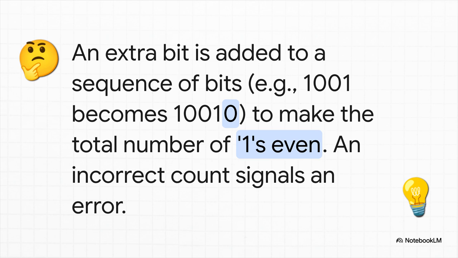A really simple way to see this in action is with something called a parity bit. You just add 1 extra bit to a string of data to make sure the total number of ones is, say, always an even number. If just one of those bits gets flipped from a 1 to a 0 during transmission, suddenly the count is odd. The receiver sees that, knows something went wrong, and can say, hey, send that one again.